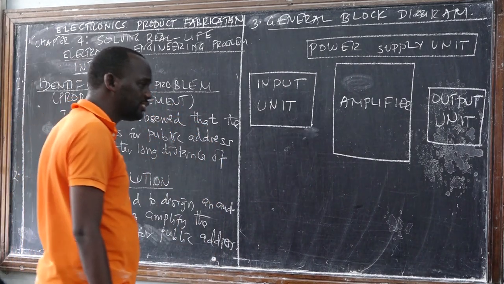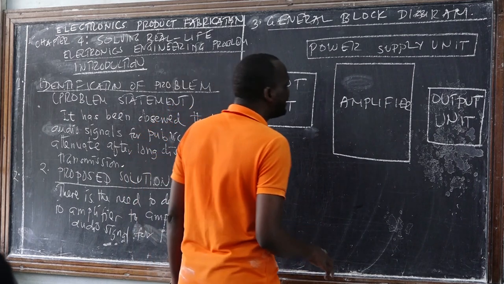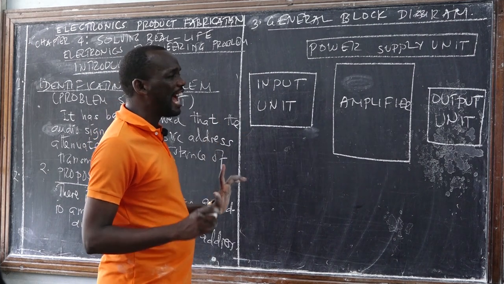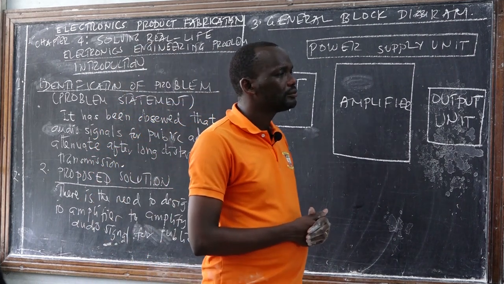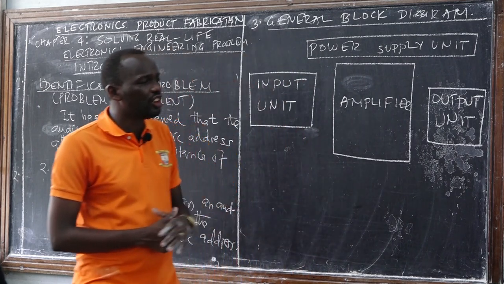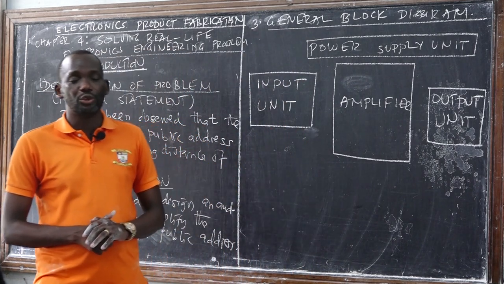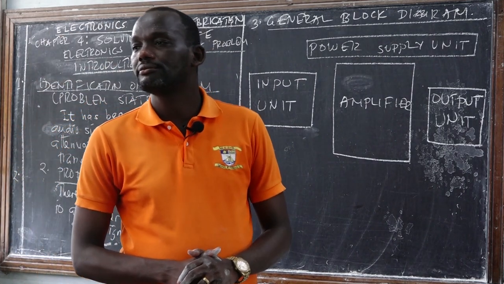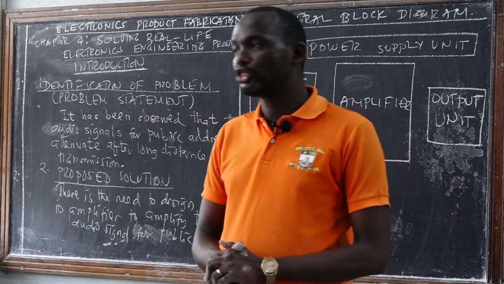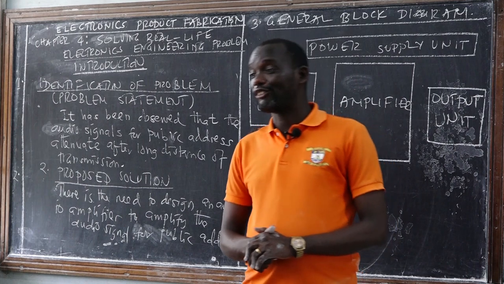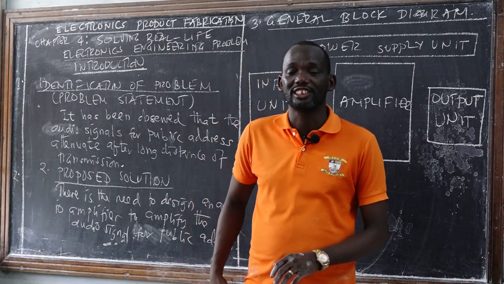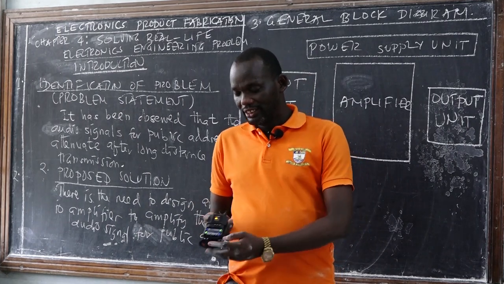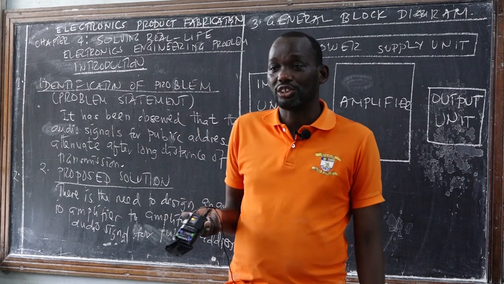The output what? Are we together? Listen. So we say that now we are going to supply power. For the input unit, you should have an idea of what we are going to do. The input unit for our audio signal, especially for the public address, we expect to use a microphone. And the microphone cannot work without power. The power for most wireless microphones is battery. For instance, this is a simple wireless microphone. If you open the back, you'll see that these are the batteries. So this is the source of power.